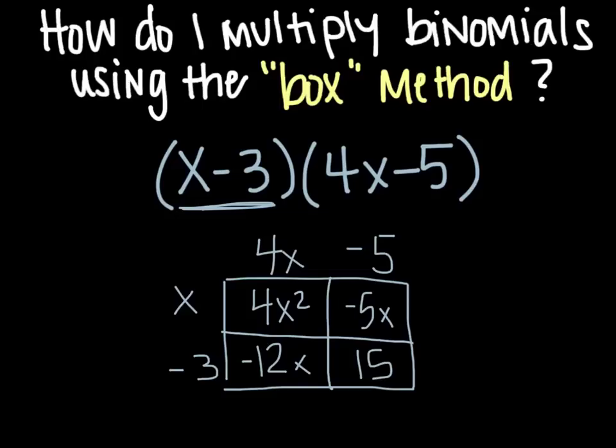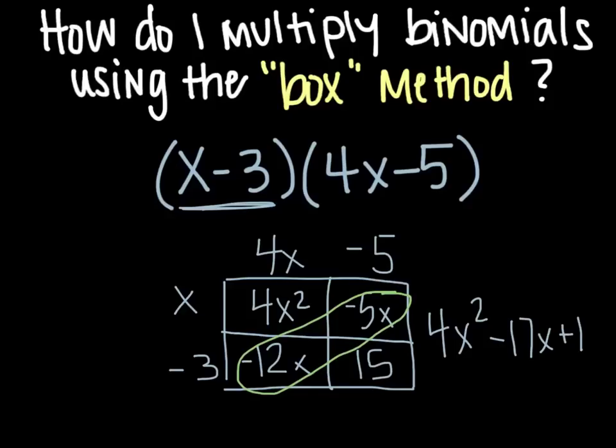And then what's really nice is that diagonals will line up together when you're doing this. The diagonals here are things that you can combine, and if this was a bigger table, anything diagonal you could combine. And so when I do this, my final answer would be 4x squared, and then negative 12x plus negative 5x would be negative 17x, and then plus 15, and that would be your final answer.